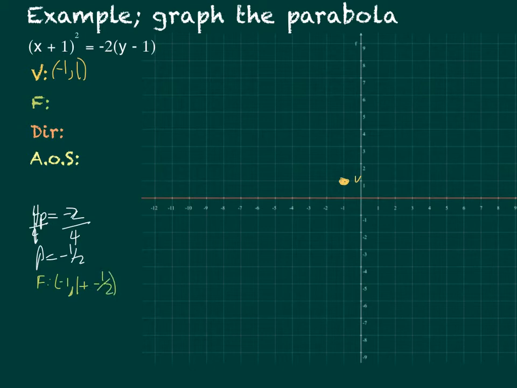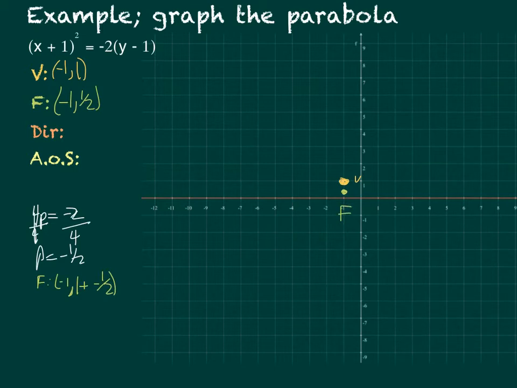Okay, so then when I actually figure that out, 1 minus 1/2 is 1/2. So my focus is (-1, 1/2). So I'm going to go ahead and graph that point, -1 and +1/2. So it's actually right there. And that's my focus. So that means my graph is going to curve down.